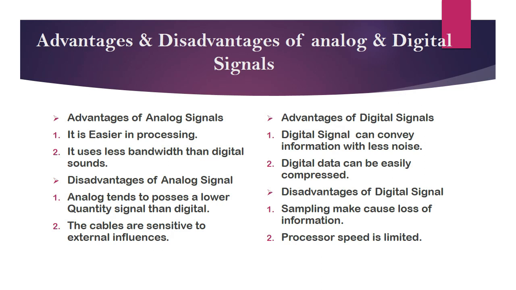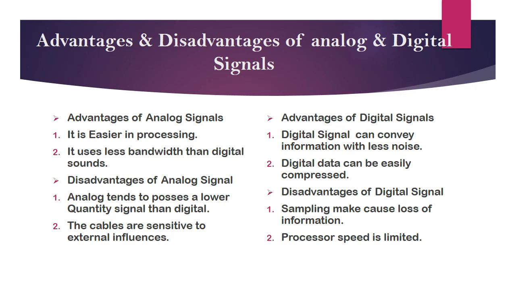Advantages and disadvantages of analog and digital signals. Advantages of analog signal. First, it is easier in processing. Second, it uses less bandwidth than digital signal. Advantages of digital signals. First, digital signals can convey information with less noise. Second, digital data can be easily compressed.